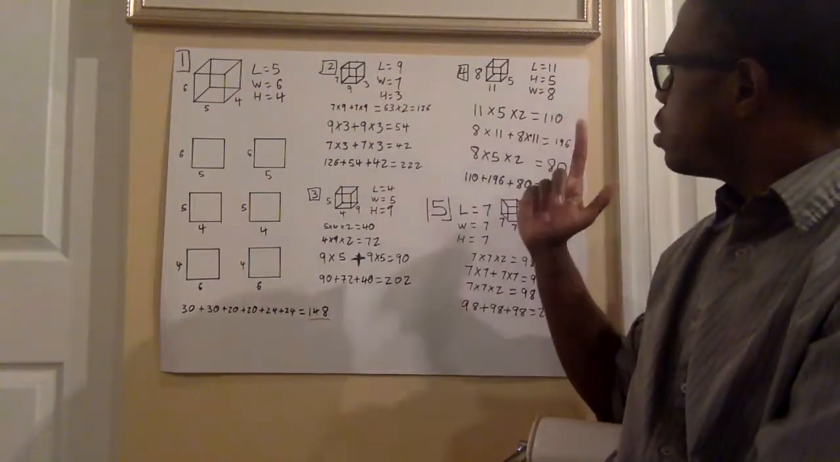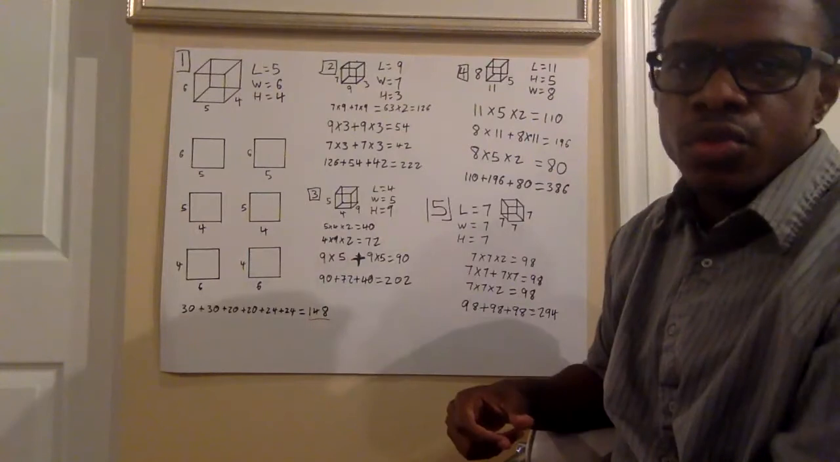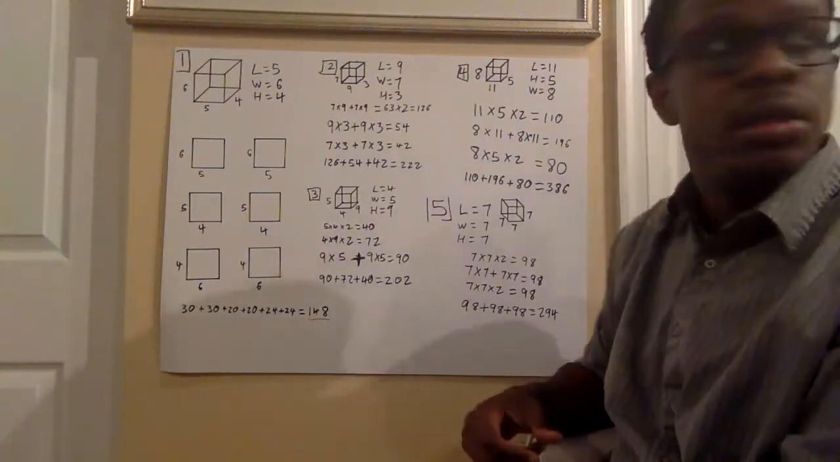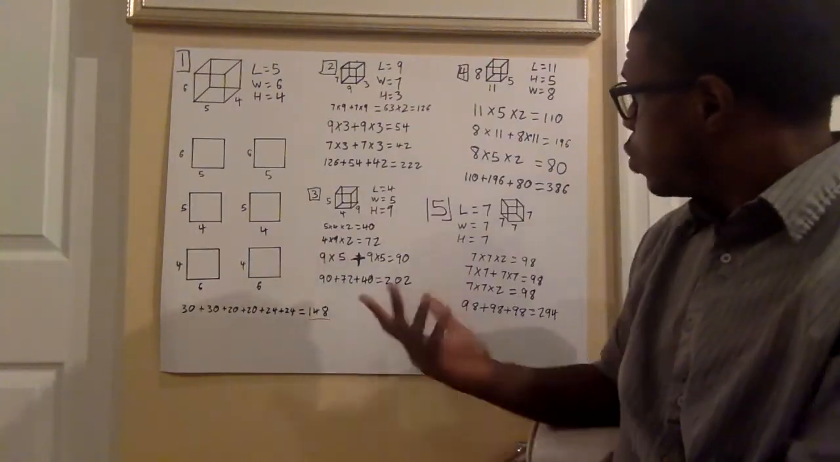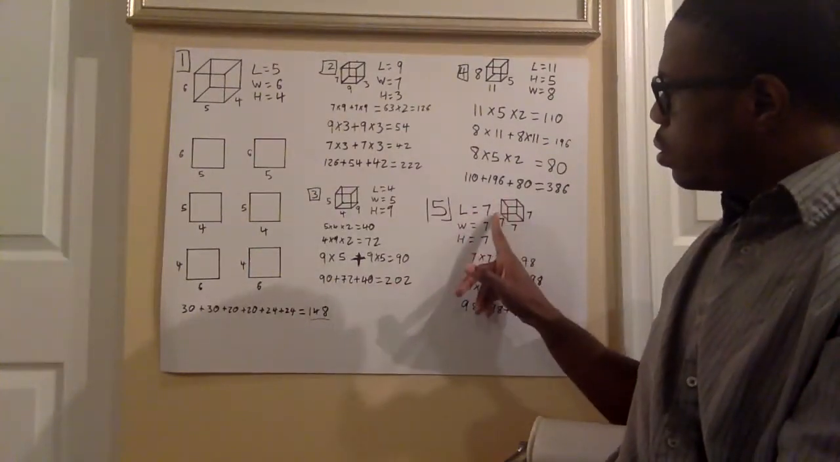So we have 110 plus 196 plus 80. That's going to give us 386. Perfect.